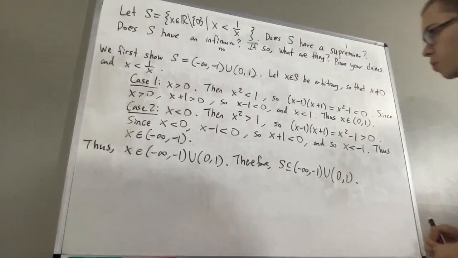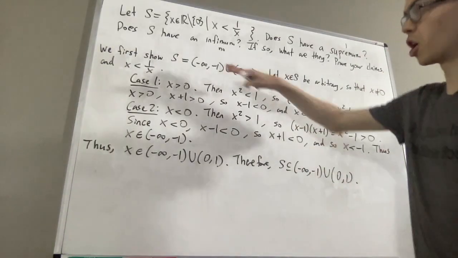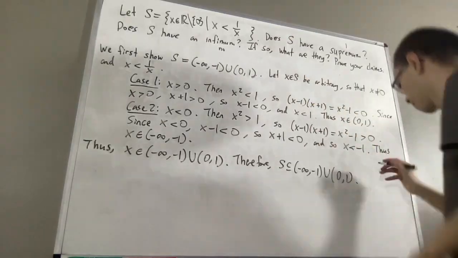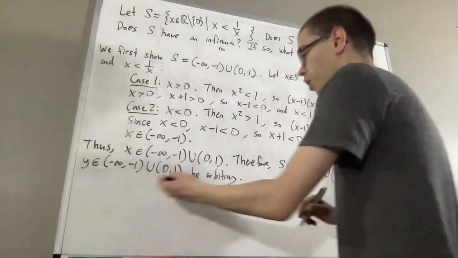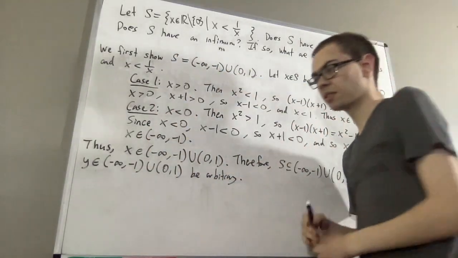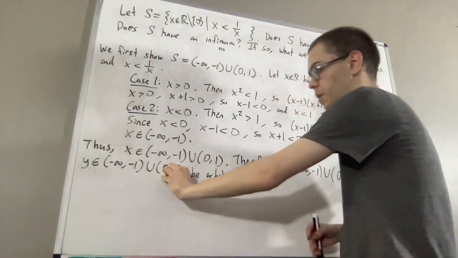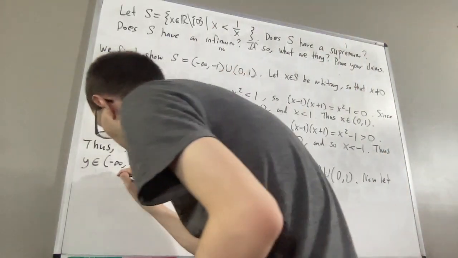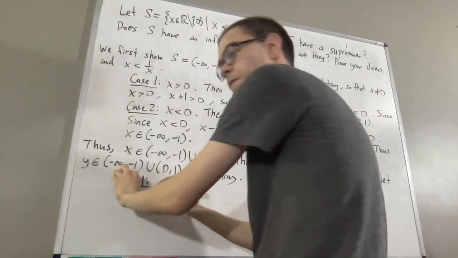So now we're going to show that the union of these two intervals is a subset of S. To do that, let's give ourselves an arbitrary element of the union of these intervals, call it Y. Well then, we're going to show Y is an element of S. Again, we're going to split this up into two cases. Either Y is an element of this interval or Y is an element of this interval. In either case, we'll show that Y is an element of S. So we'll start with case 1. Y is an element of this interval.